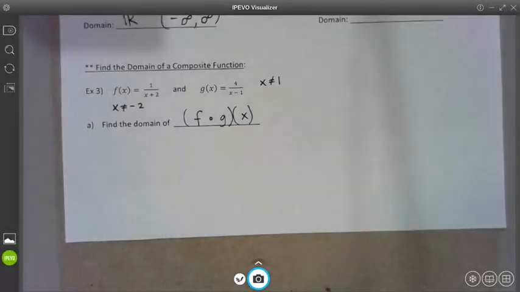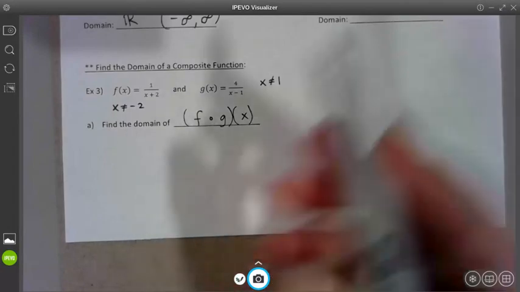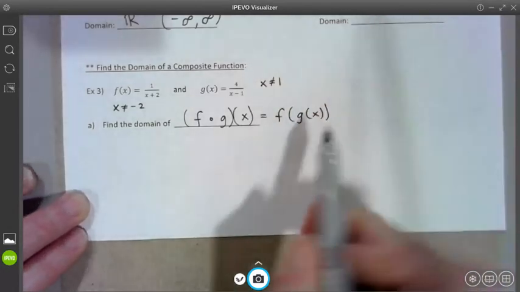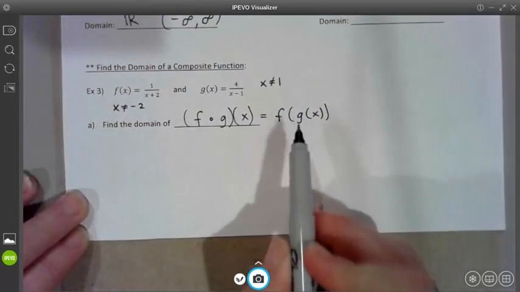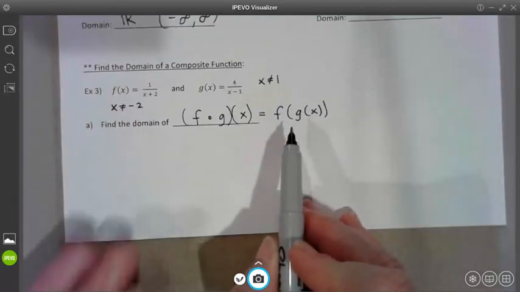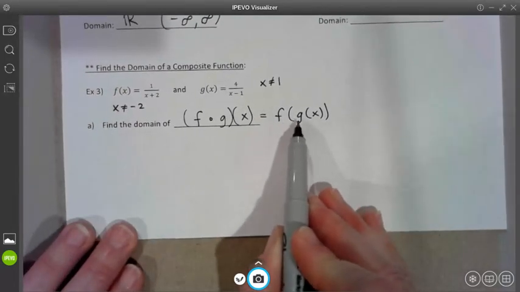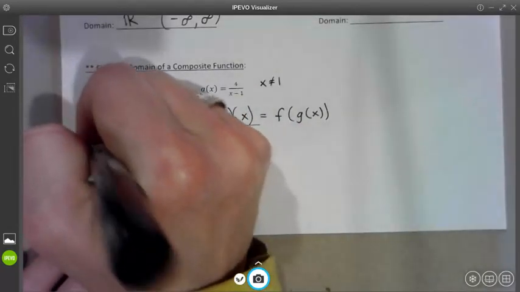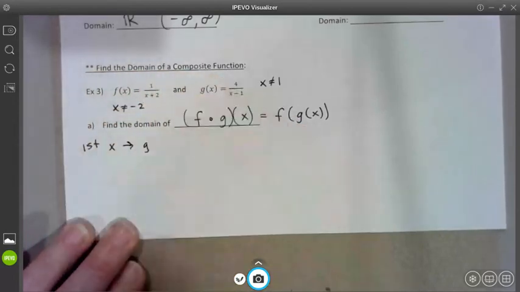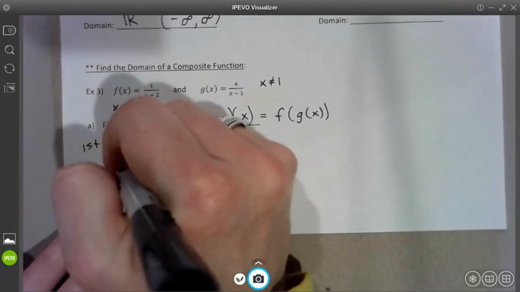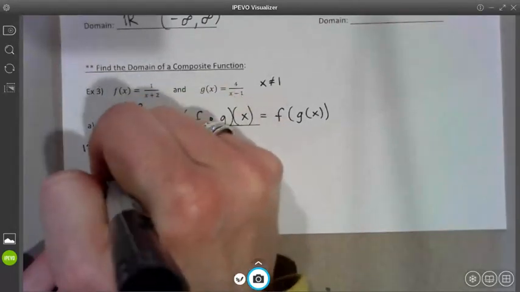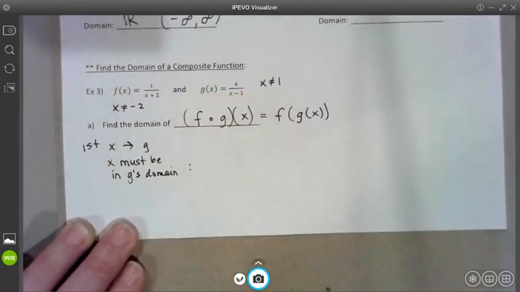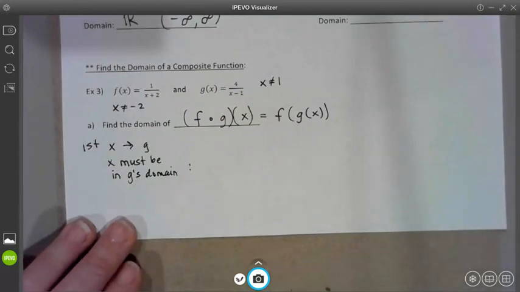All right, well, they're going to ask you to find the domain of f of g of x, which remember is the same thing as f of g of x. So without seeing what that resulting function is, can you find the domain? Well, let's start at the beginning. First, x would go into function g. So x would have to be in g's domain, right? First, x goes into g, so x must be in g's domain. So in that case, what is g's domain? Because x has to be a part of it, right?